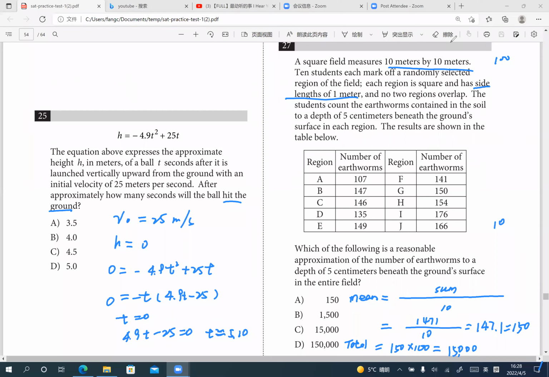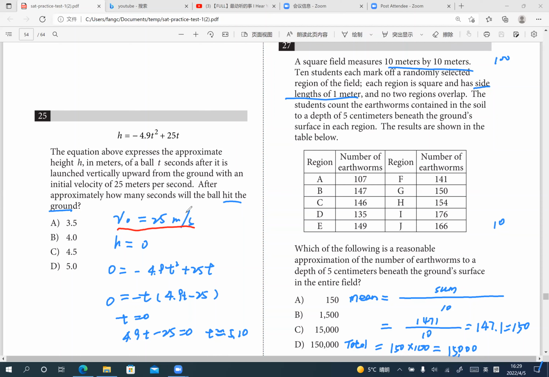Question 25. h equals negative 4.9t squared plus 25t. The equation above expresses the approximate height h in meters of a ball t seconds after it is launched vertically upward from the ground with an initial velocity of 25 meters per second. So the initial velocity is 25 meters per second.